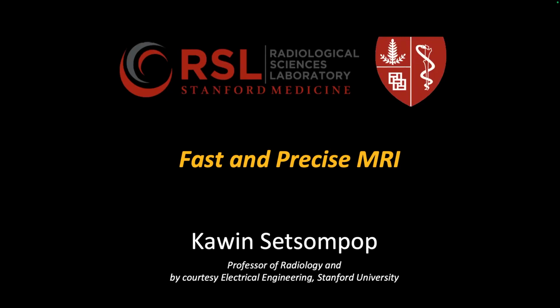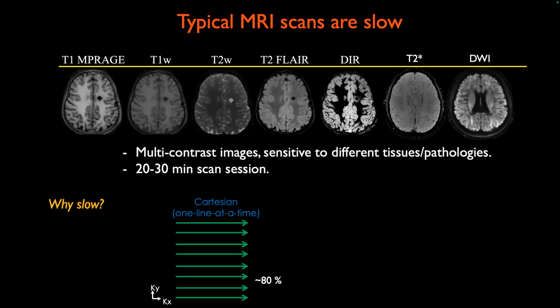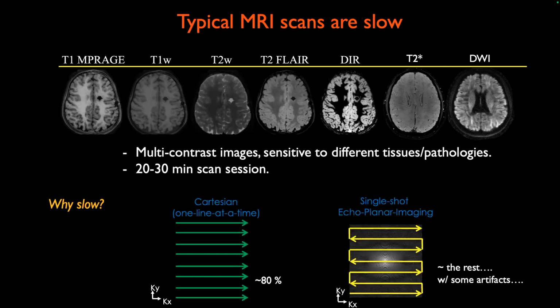My topic will be on fast and precise MR. So, as we know, MRI is slow and we're trying to speed it up. It's slow because you're trying to take multi-contrast images and each scan can take a few minutes. So the scan session can be 20 to 30 minutes. And the main bottleneck is that you're acquiring data one line at a time, about 80% or 90% of the time, and you do a little bit of EPI. And that's pretty much it.